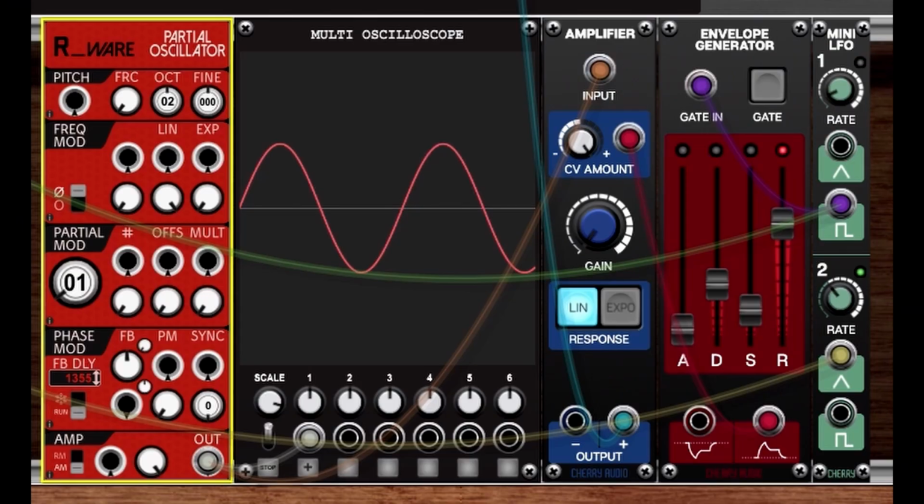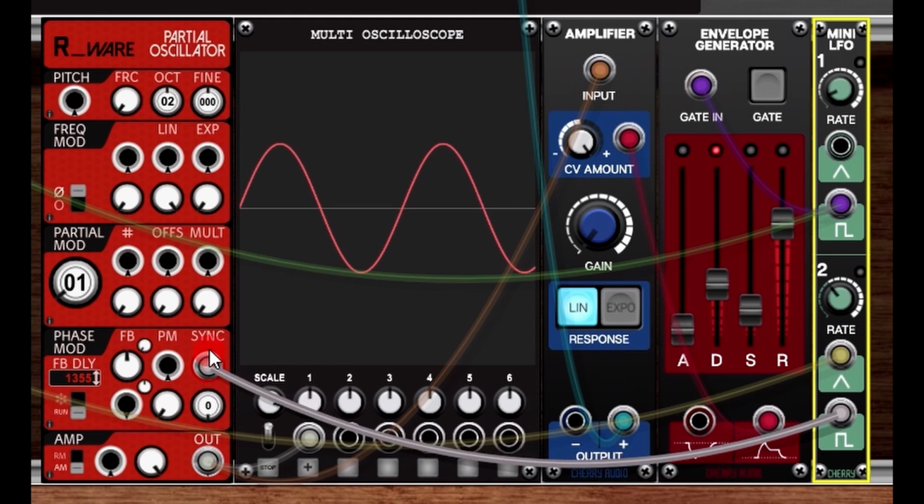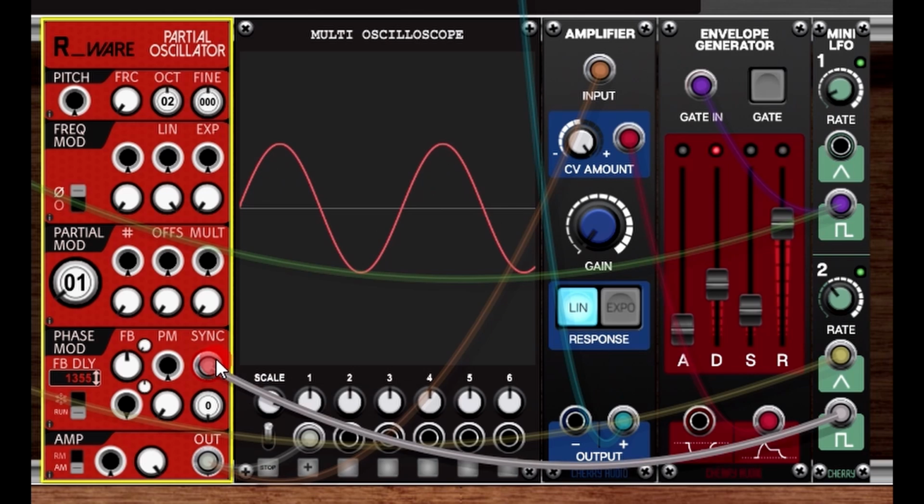There are some more functions in the phase modulation section. We can synchronize the phase using an external pulse, for example the square wave of an LFO. Let me do so. Okay, each time now when the synchronizing pulse jumps to its high level, the phase is reset to 0 or to that value which is adjusted manually here with this knob. Alright, let me remove it again.